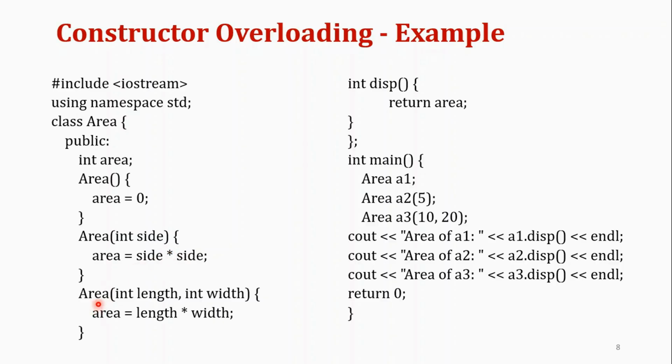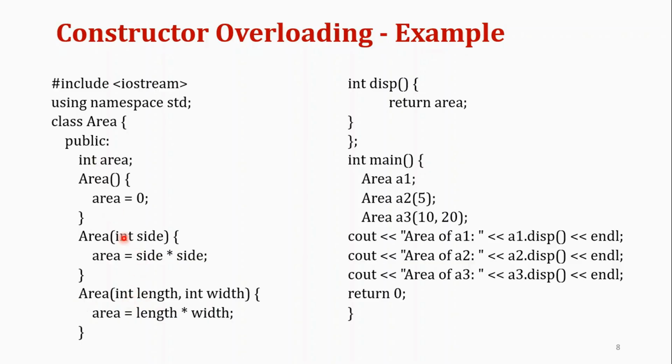And the third is also a parameterized constructor having two integer parameters. These two integer parameters are multiplied and assigned to the area. So each constructor has its own area. For the default constructor, area is 0. For the single parameter constructor, area is side into side. For the two parameter constructor, area is length into width. Okay. So default, single parameterized, and two parameterized. Two parameters are there in the parameterized constructor.